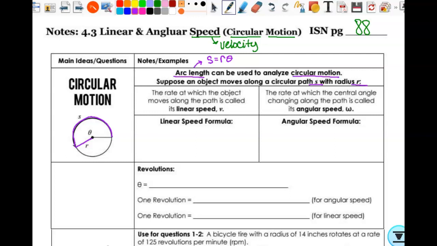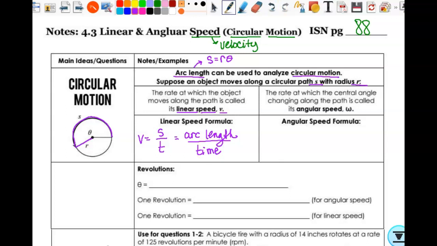So the rate at which the object moves along the path, if you think about this as a track we're running around, the speed at which you're actually running around the track, how fast you're going in feet per minute or whatever, that is your linear speed, denoted by a lowercase v. So v is equal to s over t. Distance over time. It's just that the distance in this case is arc length, so this is arc length over time.